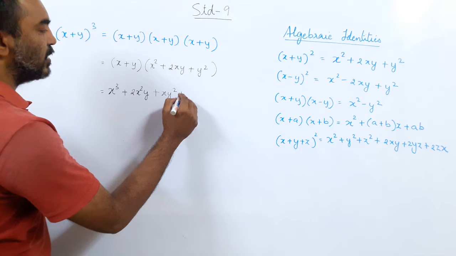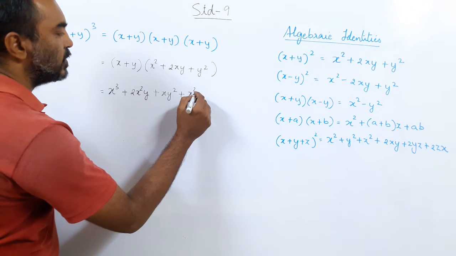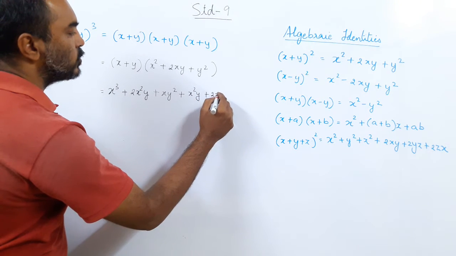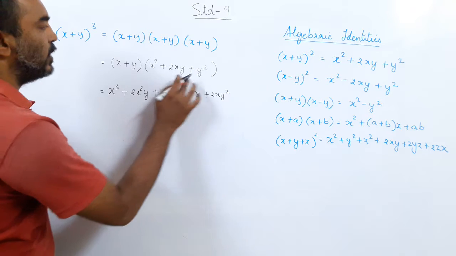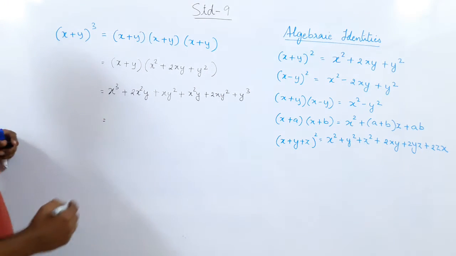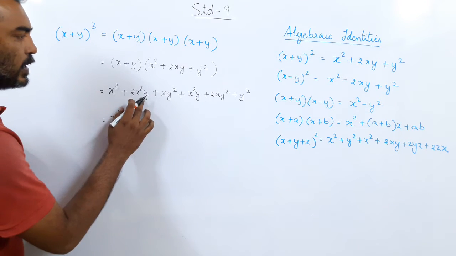What is the sign here? The sign is very important. So plus into plus, y into x square means x square y, y into 2xy, 2xy square, and y into y square is y cube. So I get x cube, 2x square y and x square y.